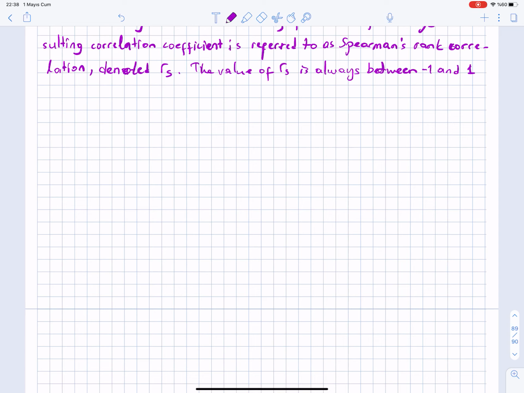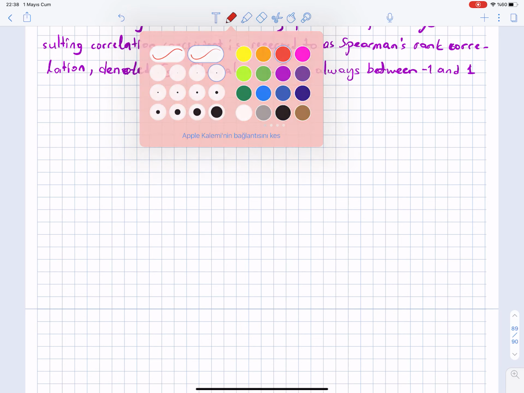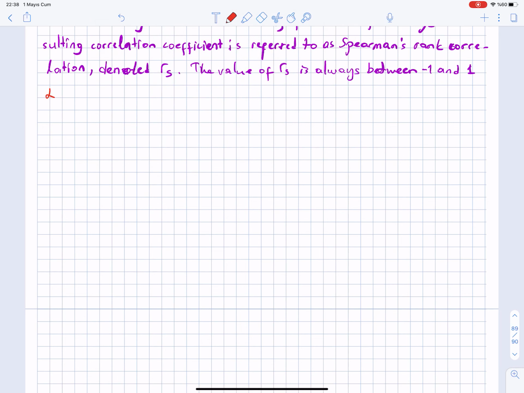Let's have an example. Let me give you this example. I have an example from a book. I also followed the last week lecture. I prepared my lecture note from this book last week. Let's have an example.